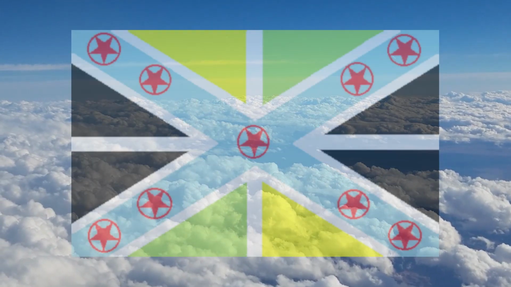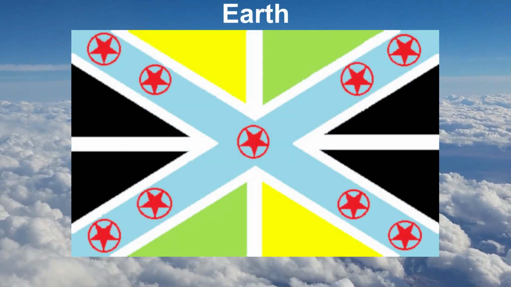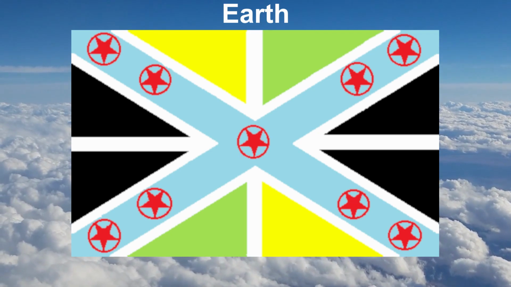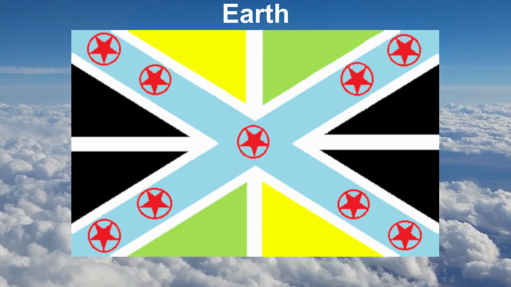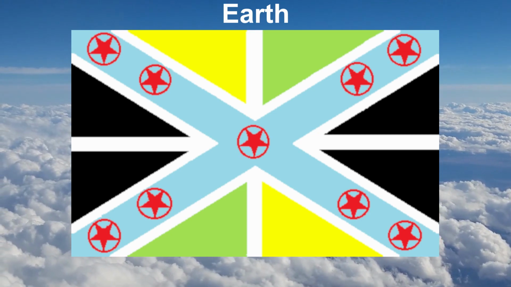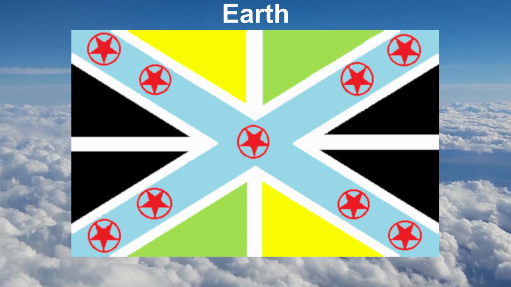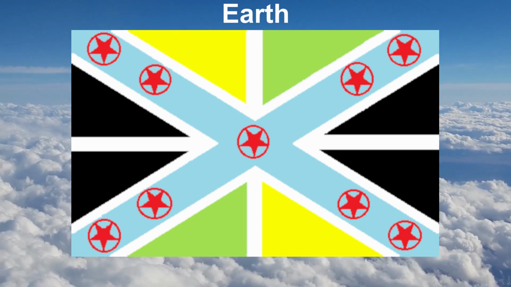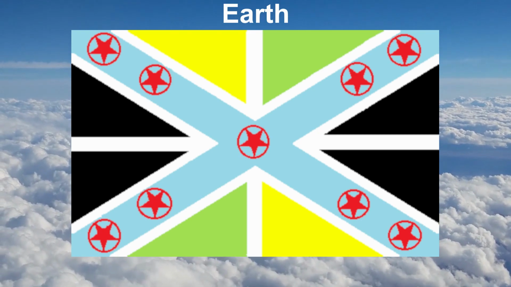Next, we have an Earth flag. The cross is a symbol of everyone on Earth coming together and joining in the middle. The stars in the cross represent the 8 continents of Earth, with the 9th star in the middle representing Earth. The blue color represents water, oceans, lakes, rivers, sea. The red represents the blood of all living things.